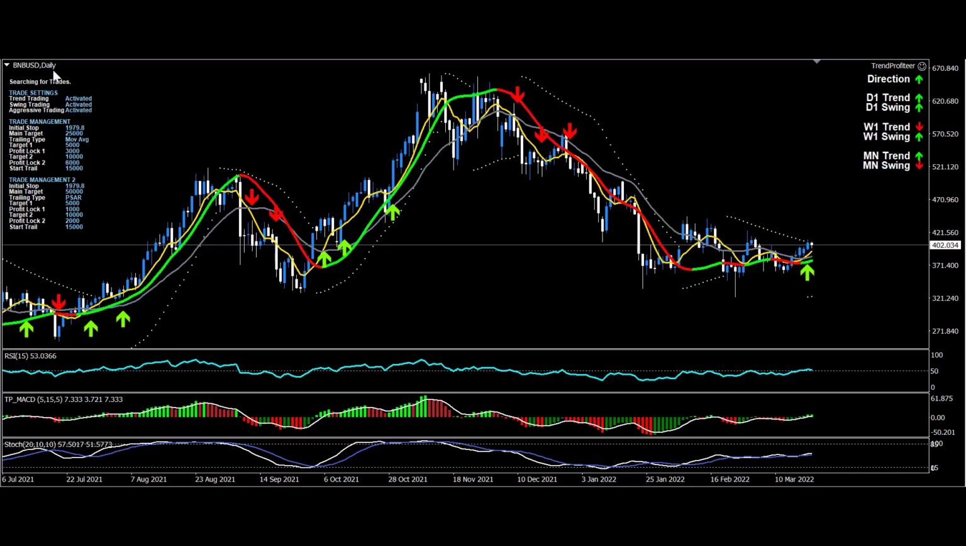I'm just about to take a Binance trade, BNB USD. You can see my trade management is set up and I've had a buy alert just recently. I didn't take it at the time, but I'm looking at it now. You can see that the high time frames, the daily, the weekly, and the monthly overall, are giving a long or buy consensus. It's an upward move.